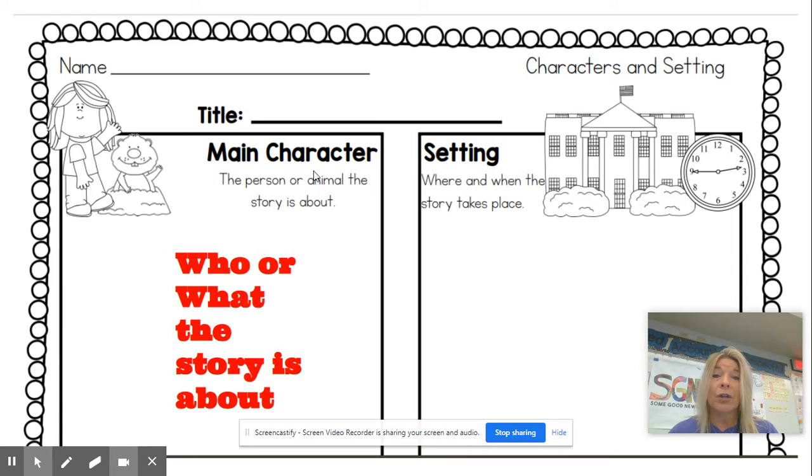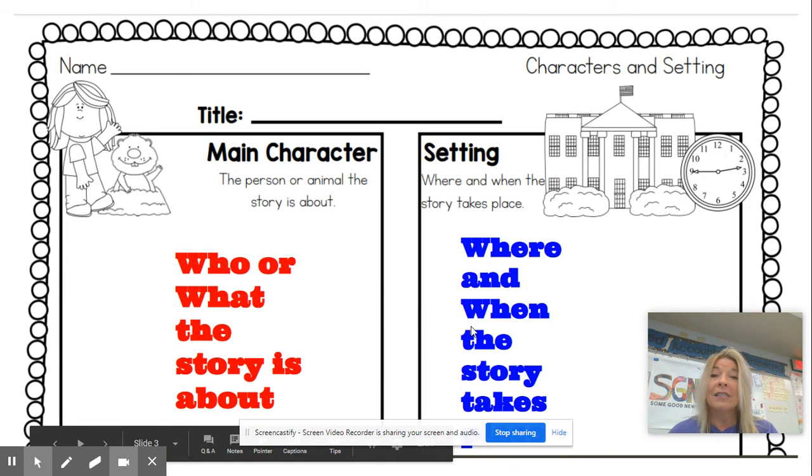So characters are in our stories. There can be many characters. There can be one character. We can have a main character or several main characters. But a character in a story is who or what the story is about.